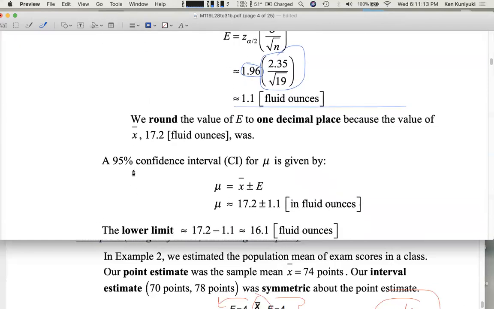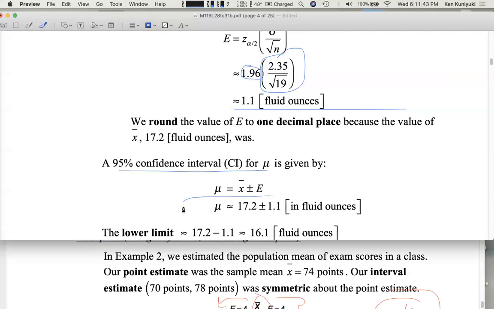So our 95% confidence interval for mu, the population mean amount of ice cream in each carton, if you consider all the cartons produced by this machine, at least nowadays, is given by this. The confidence interval for mu is given by the sample mean x bar, give or take e, the margin of error. X bar is 17.2. The margin of error is 1.1. Notice they have the same unit. It's fluid ounces for both the sample mean and the margin of error. And we've answered part of the problem.